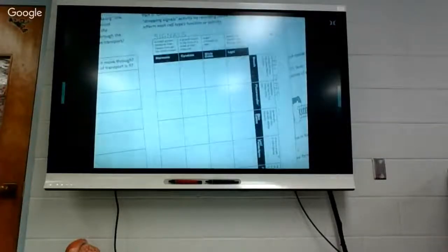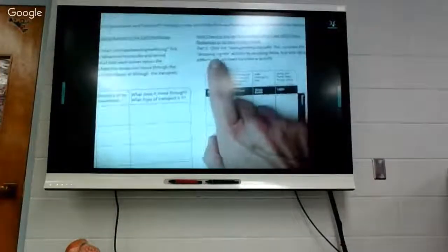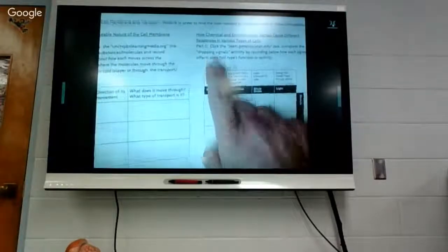Okay. What do I type in again? I have learn genetics Utah, but what else? Right here where it says dropping signals. Just type that in. Which one are we doing?